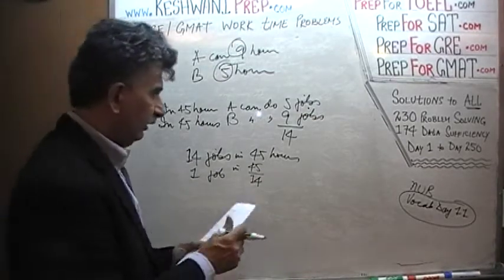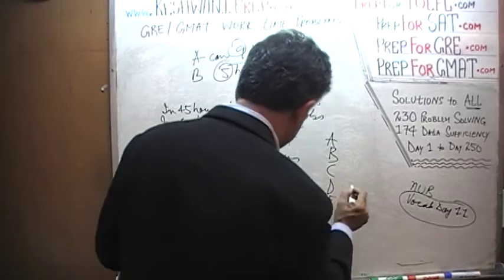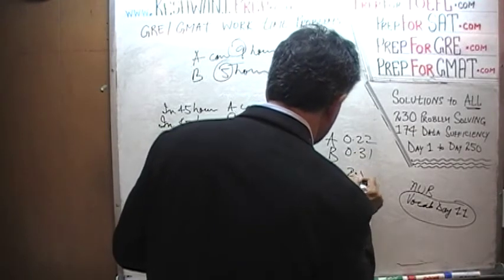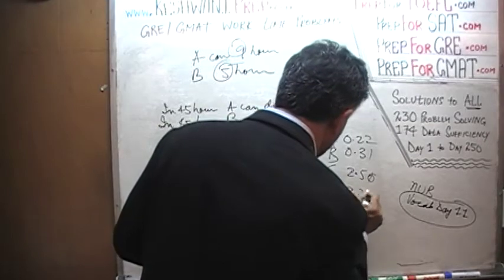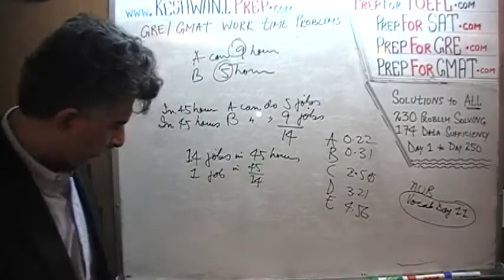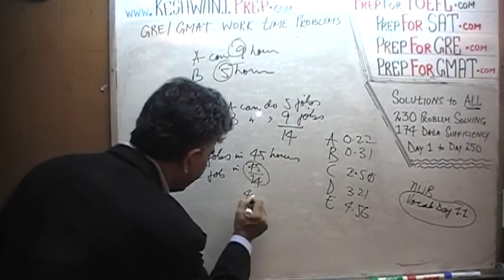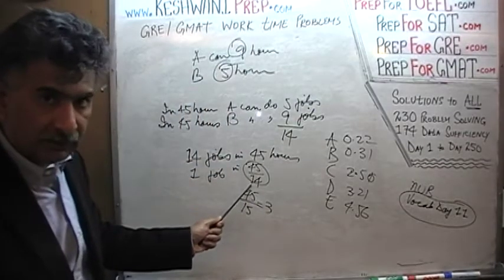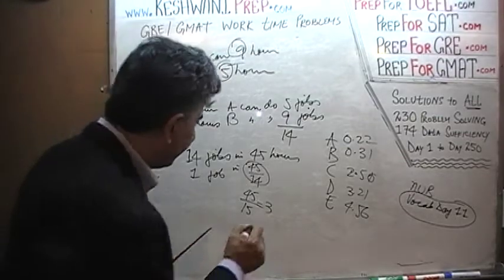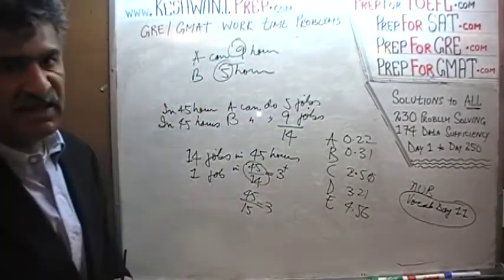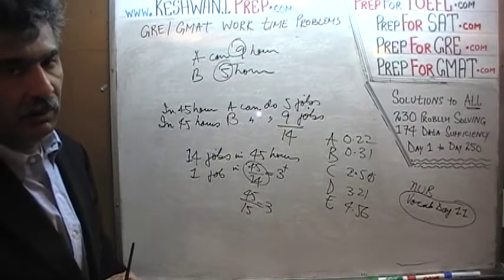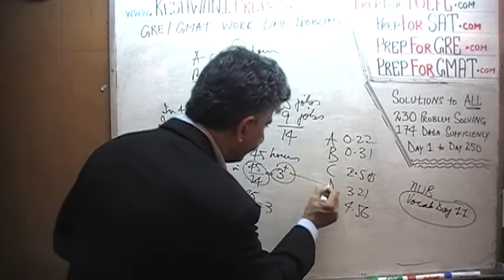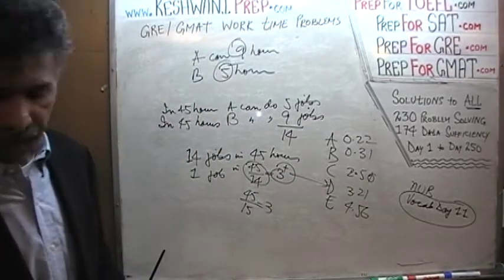I'm going to have to put the answer choices back on the blackboard. A, B, C, D, E. We have 2.31, 2.5, 3.21, and 4.56. So listen what happens here. We know that 45 over 15 is exactly 3. Since this is 45 over 14 instead of 15, this answer is slightly more than 3. Pick the answer choice that you see that is slightly more than 3. Hint, hint, D. There's your answer. That's all.